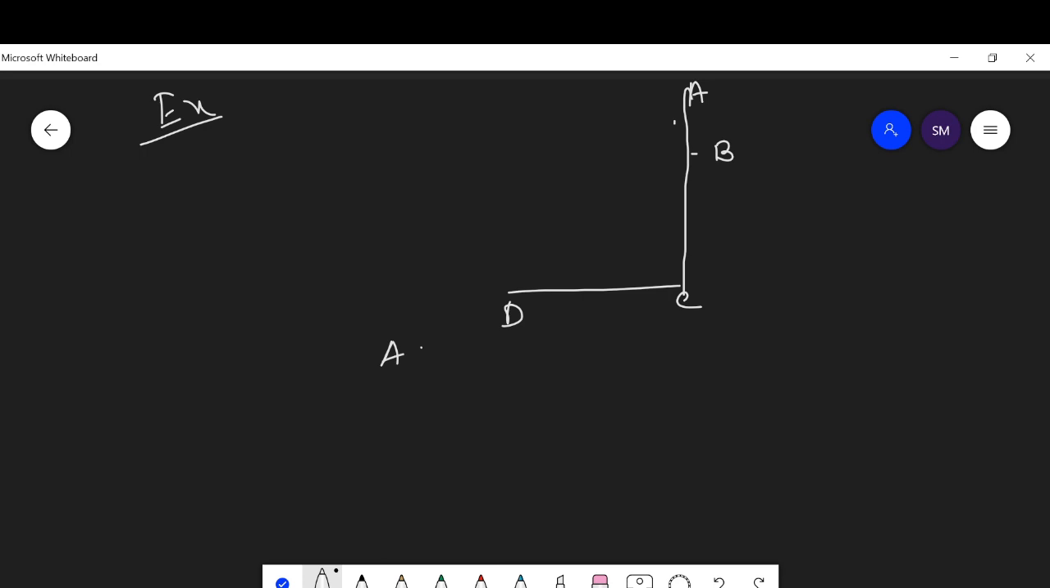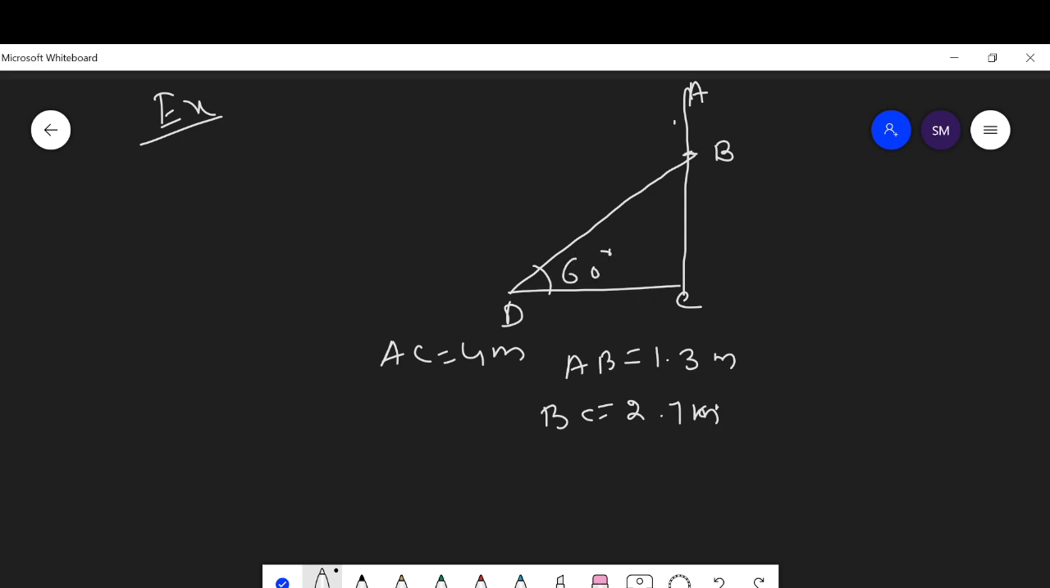Height of the pole AC is equal to 4 meter, but the person has to reach the point B for repairing. This means AB is equal to 1.3 meter, then BC is equal to 2.7 meter. Then the angle of elevation is given here as 60 degree. Here we have to find BD, the length of the ladder required for repairing the pole.